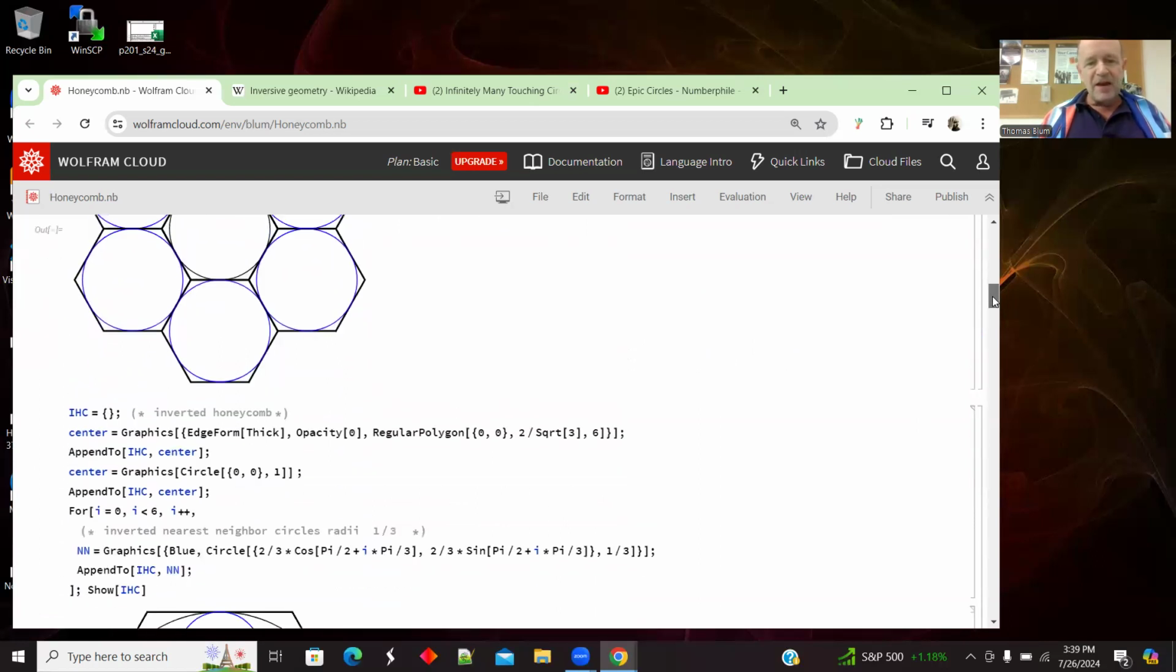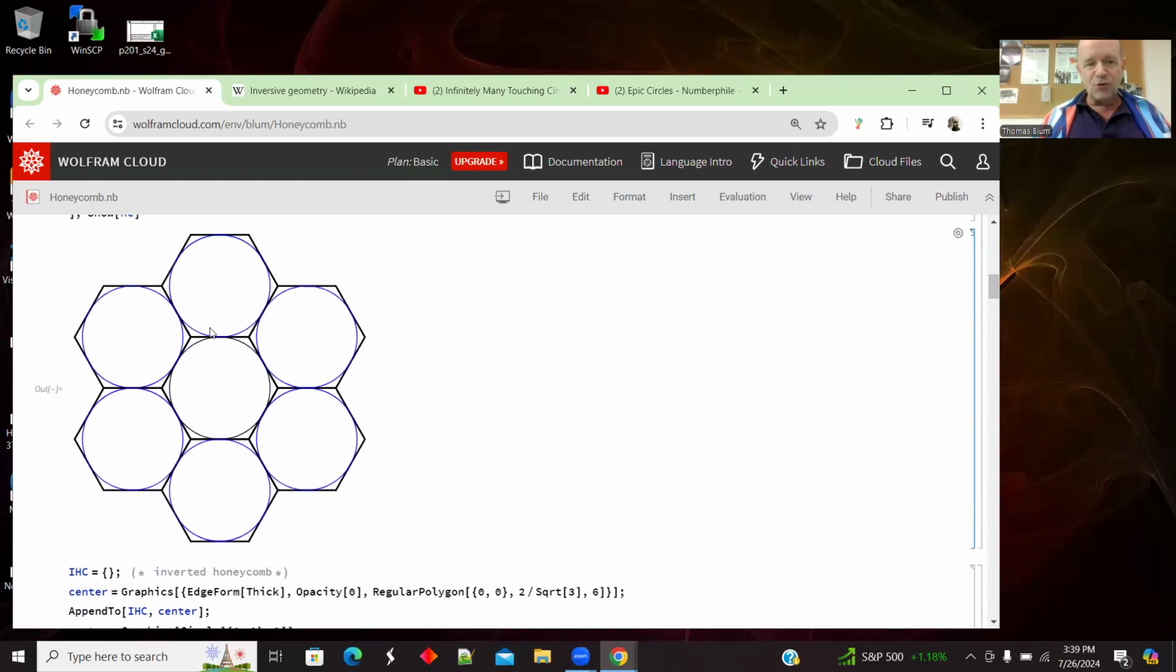Okay, and then I want to invert these. When you do a circle inversion of an outer circle, it will become an inner circle. If anything touches the circle, that point gets mapped onto itself. So when I'm doing this circle above, it's going to become another circle. It's going to share that point above.